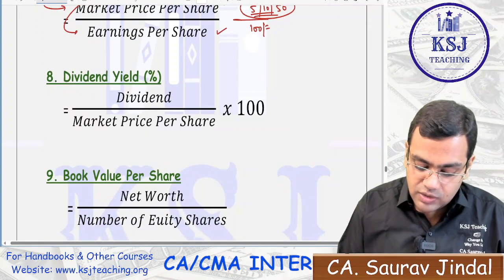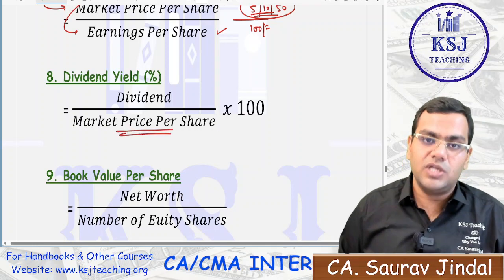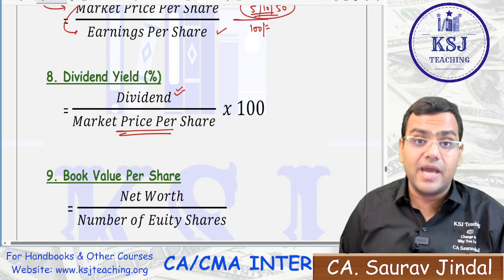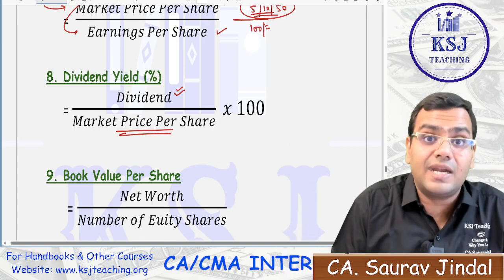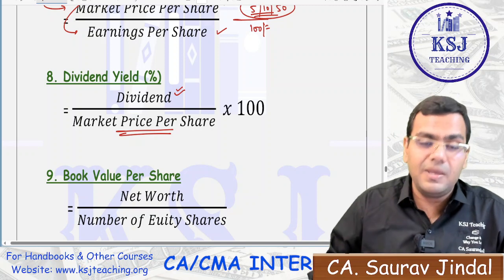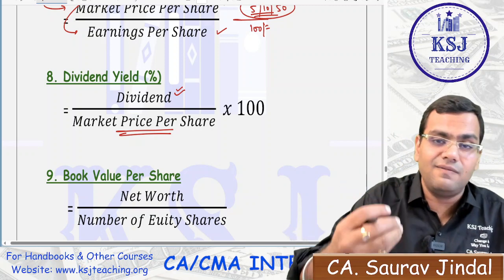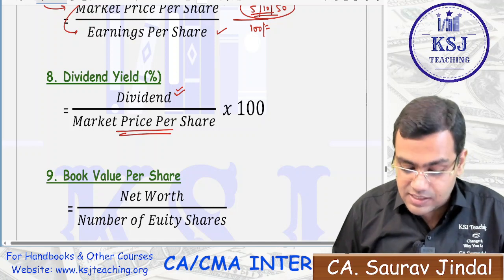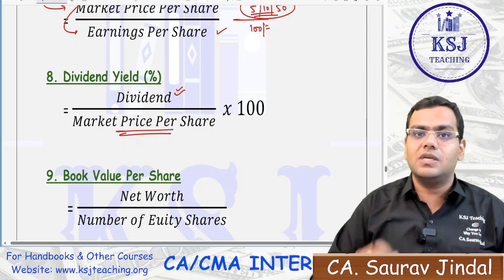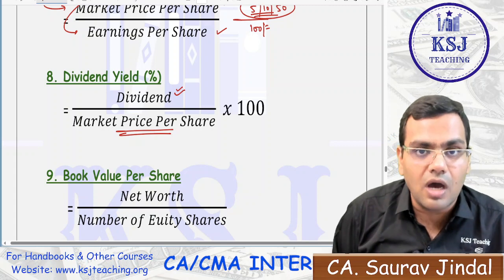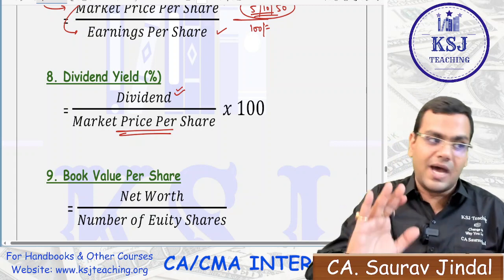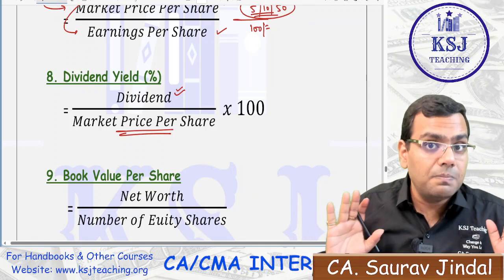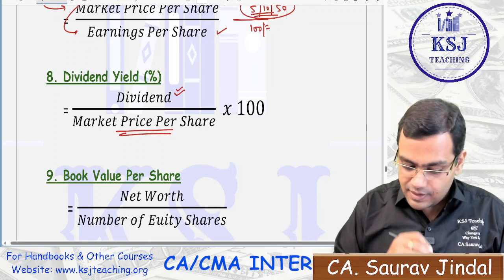Dividend yield ratio: according to the market price per share, what is the dividend percentage that we are getting? If the market price is too high, we should be getting higher dividends, isn't it? The market price is reflective of the image of the business, whether the business is doing well or not. So if the market price of the share is good, then obviously the dividend should also be good. Okay.